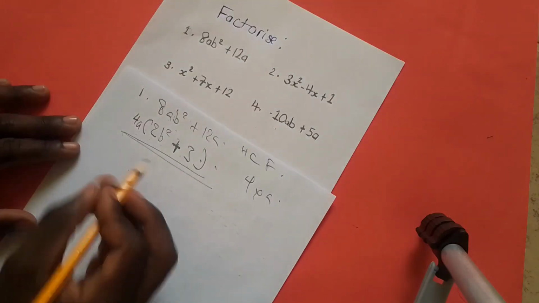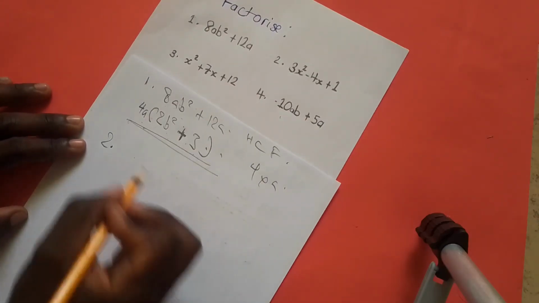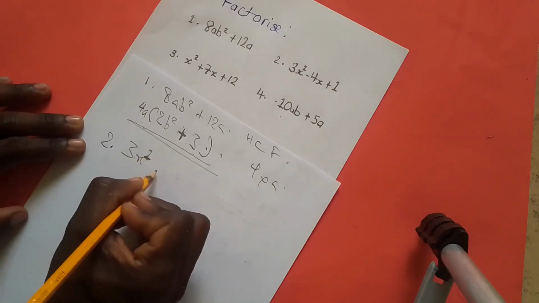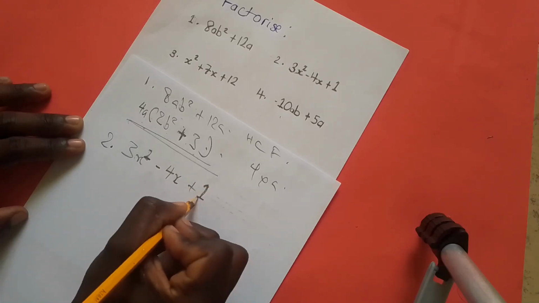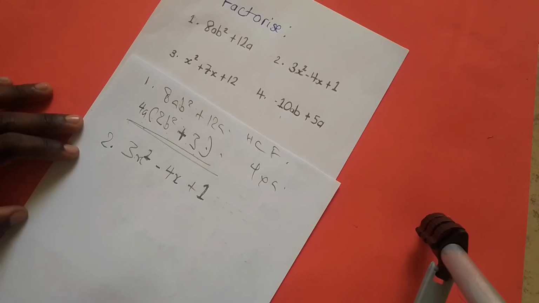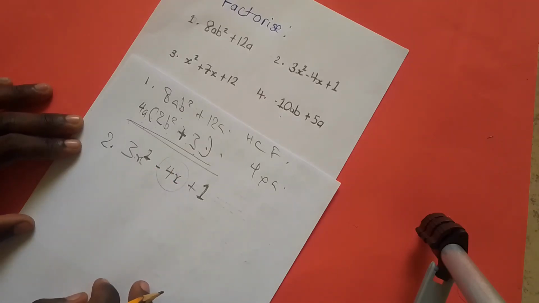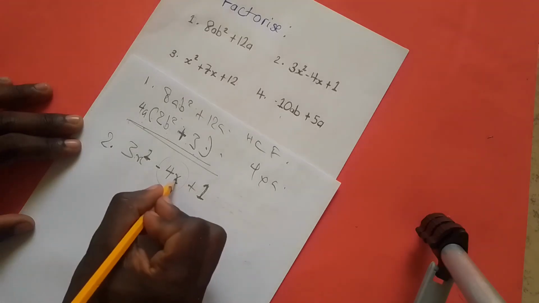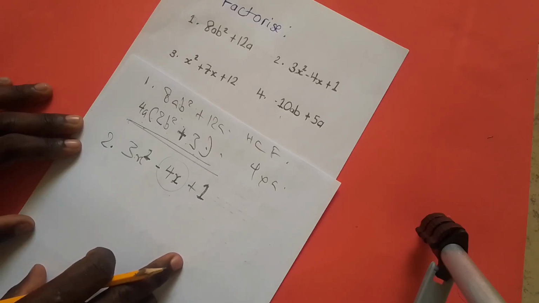Okay, so the second question is a quadratic expression. So I want you to pay very close attention. The second question is 3x squared minus 4x plus 1. The trick here, when it's a quadratic expression, is you split the term in the middle. The term in the middle in this case is 4x. So we're going to split 4x. How do we split 4x?